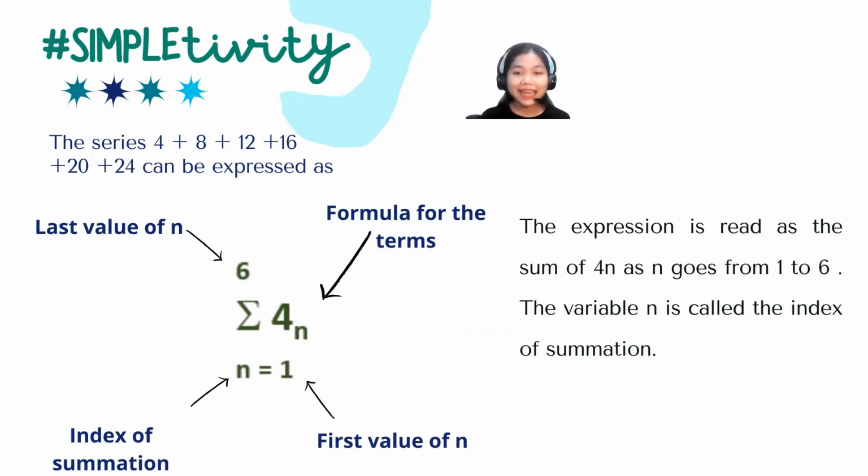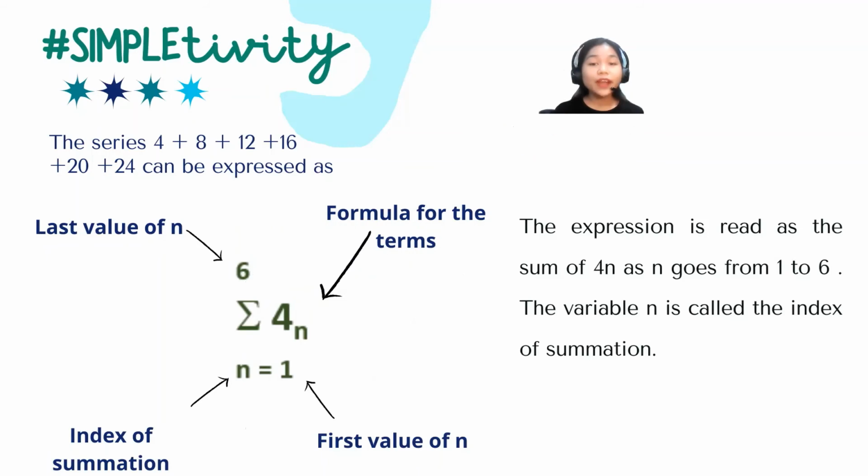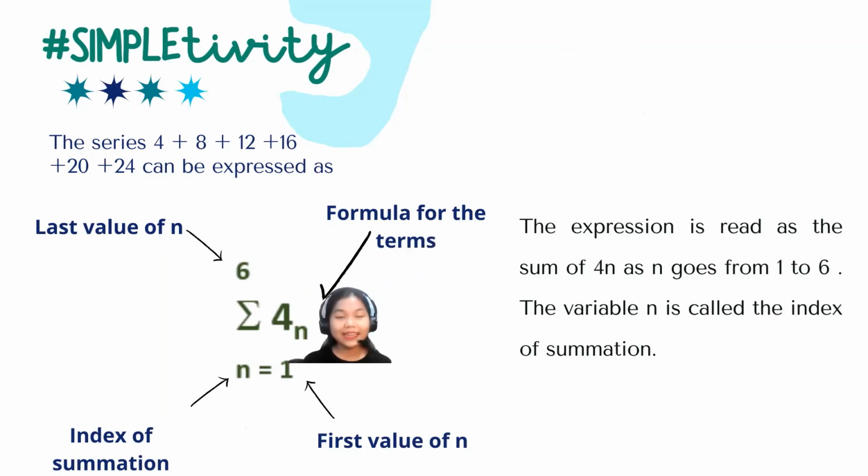The expression is read as the summation of 4n as n goes from 1 to 6, or as n equals 1 to n equals 6, or simply, summation of 4n as n goes from 1 to 6. The variable n here is what we call the index of summation. And the whole of this is the formula for the term. We know that in this array of numbers, they are all divisible by 4, so we have 4n as the formula for the term.